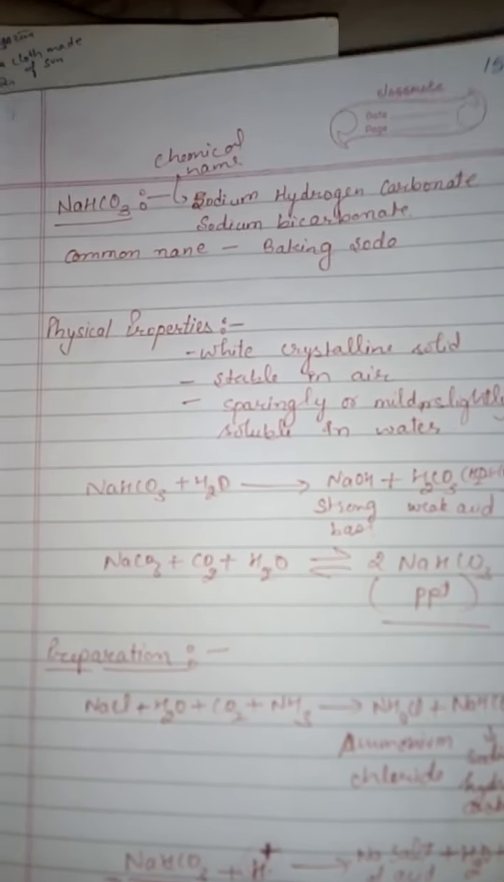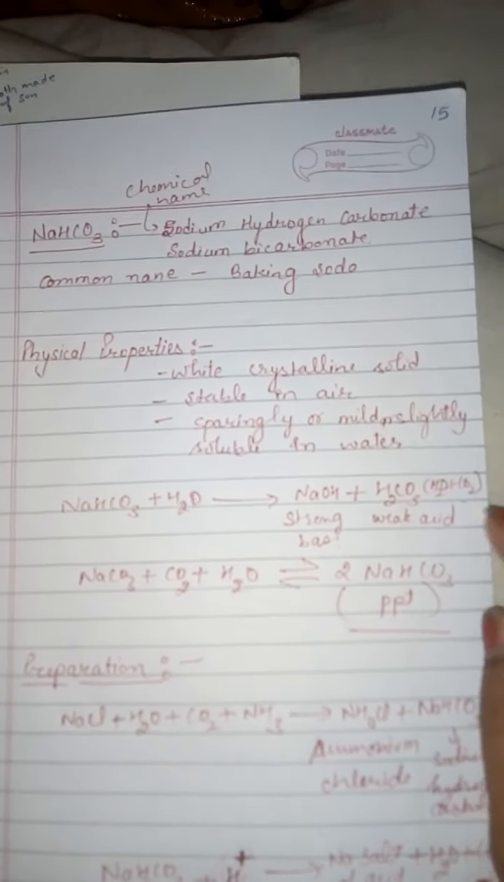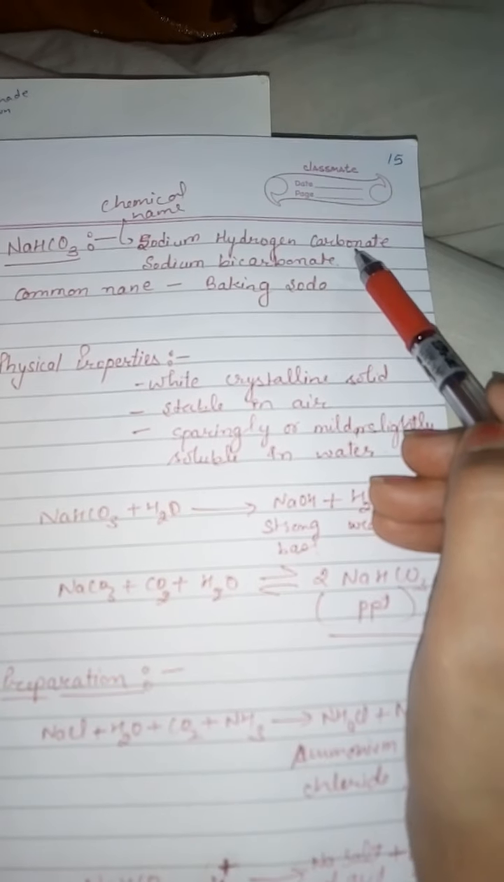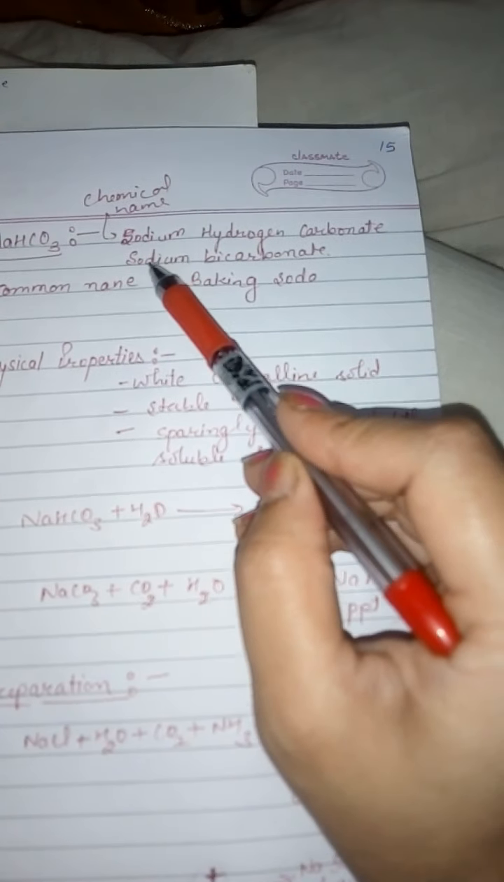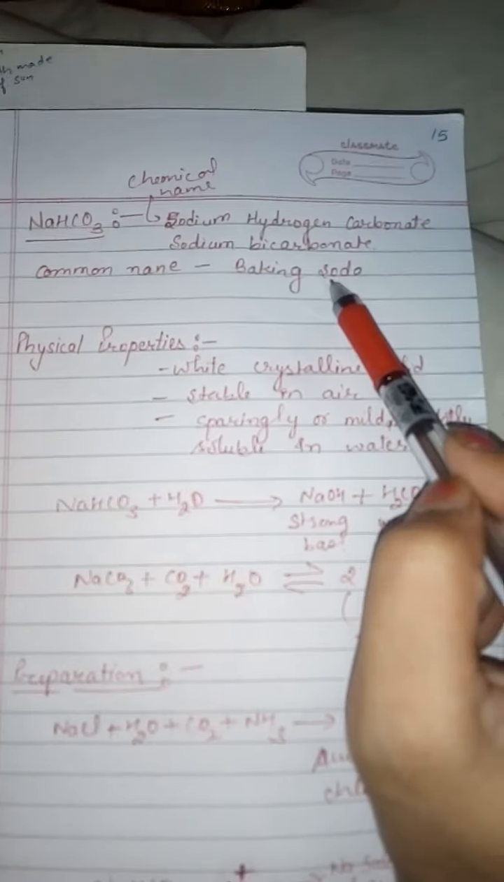Good morning students. Today we will study about the compound NaHCO3. The chemical name of NaHCO3 is sodium hydrogen carbonate, or you can also write sodium bicarbonate. The common name is baking soda.